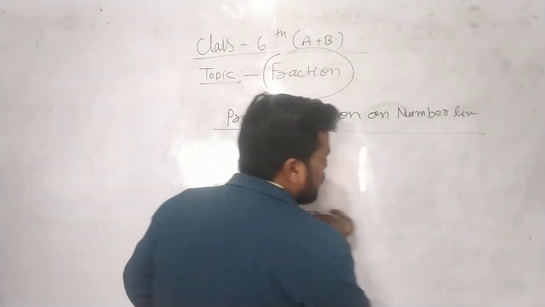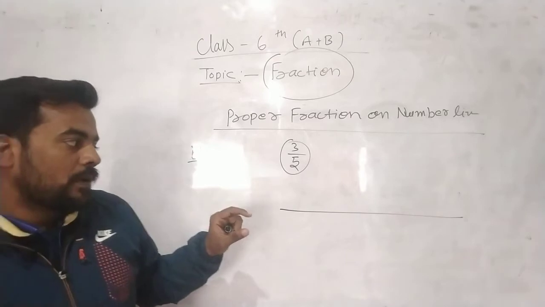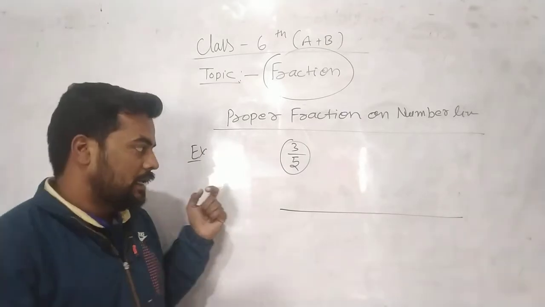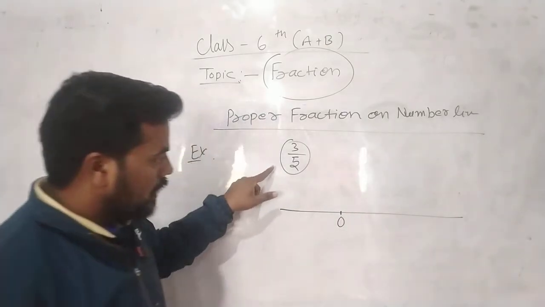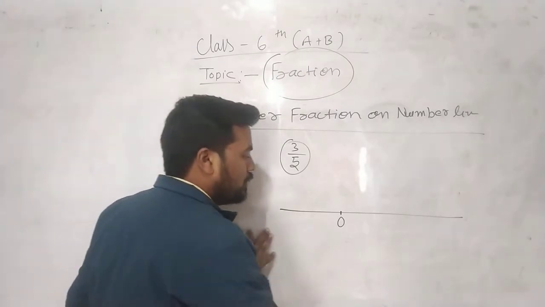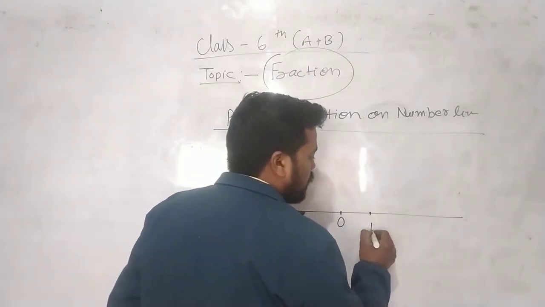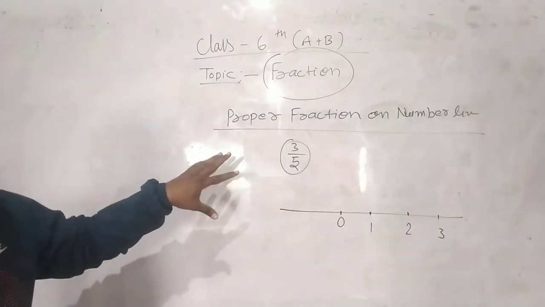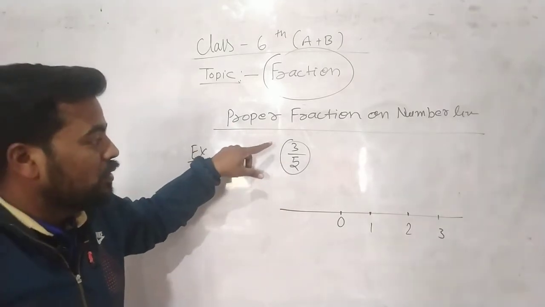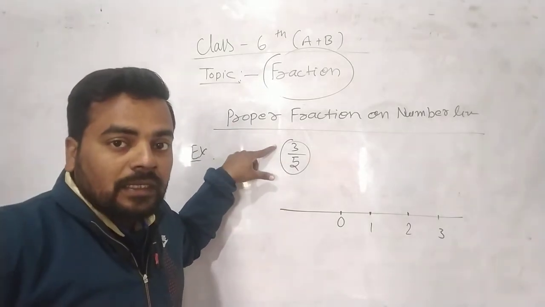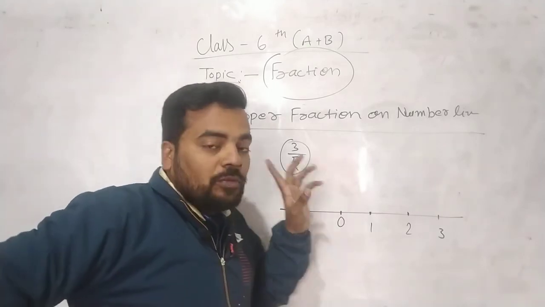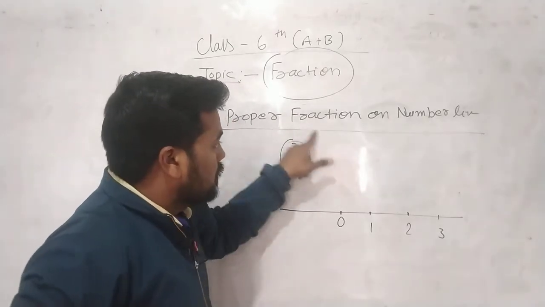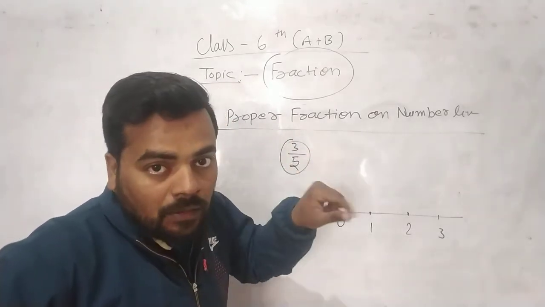So first you make a number line. Okay, you know that on a number line the positive numbers you will represent on the right side and negative numbers you will represent on the left side. Okay, so ये पॉजिटिव है. That's why no need to represent negative numbers. 0 1 2 3. If you have been given a proper fraction to represent on the number line, so in a proper fraction numerator is always smaller than the denominator. That's why if numerator is smaller than denominator, this fraction is always present between 0 and 1.